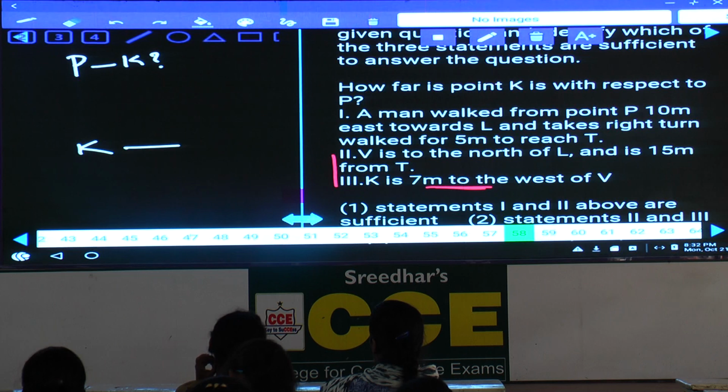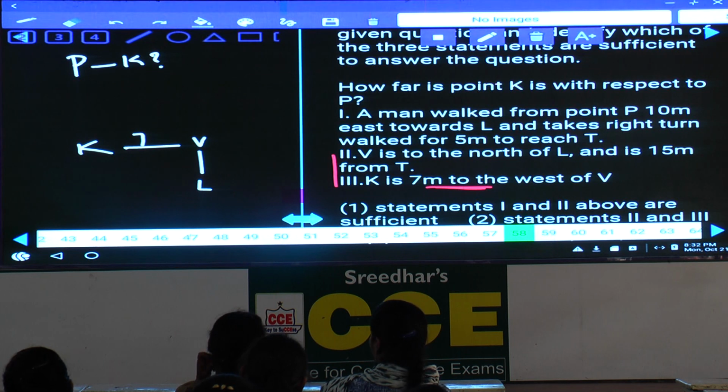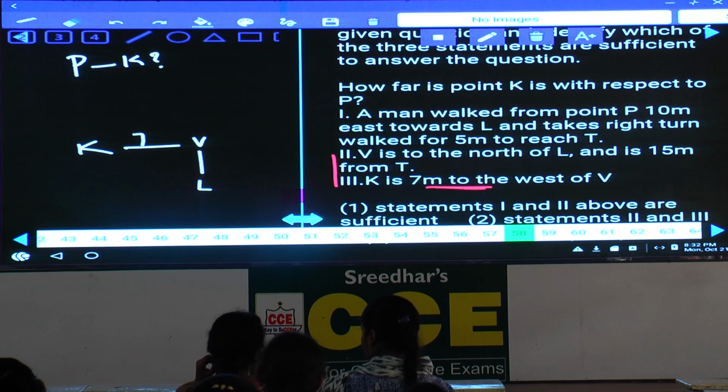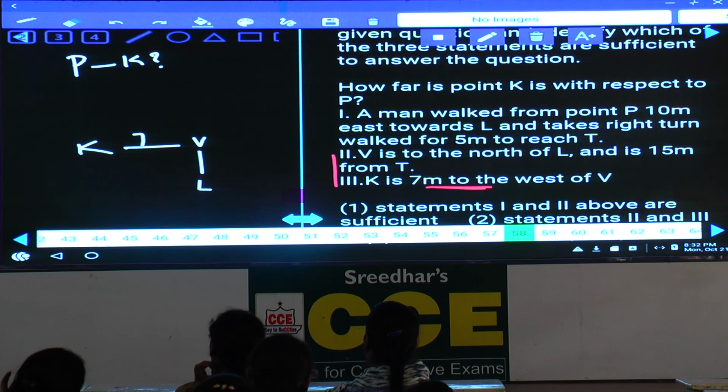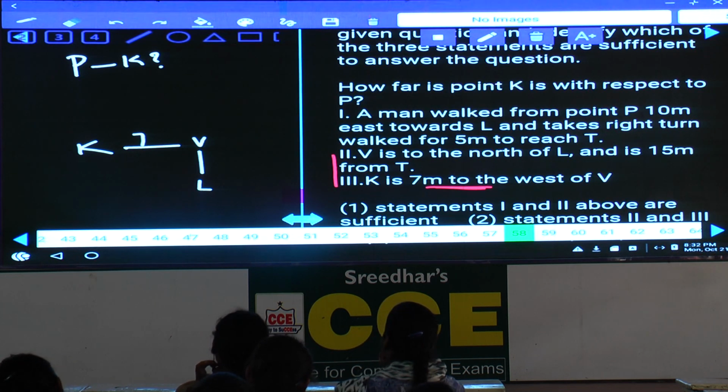Now K is 7 meters to the west of V. V is to the north of L. And V is 15 meters from T. As V is 15 meters from T, hence we cannot combine 2 and 3. 2 and 3 is not the answer. Then if 2 and 3 were not getting here, then 1 and 2.